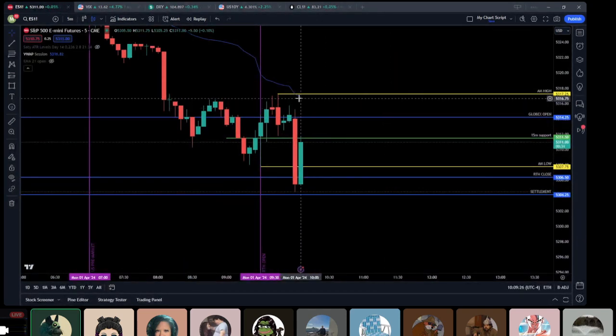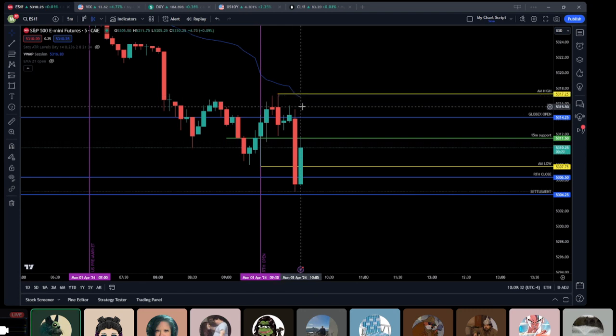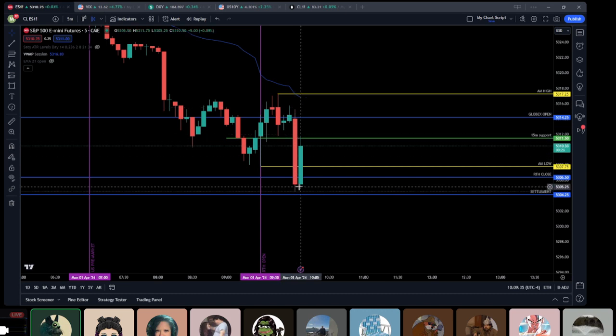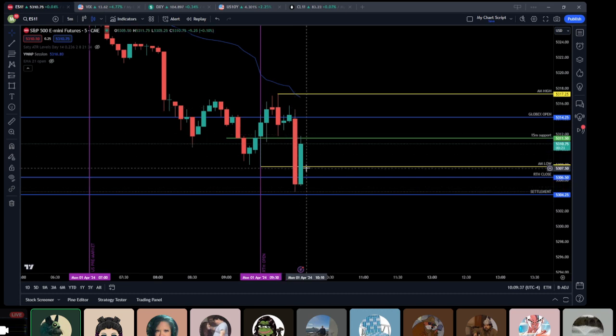I had initially thought we would test this first, or VWAP, and then go down. But with that data release, we went down instead, and the reversal was back up to the upside.